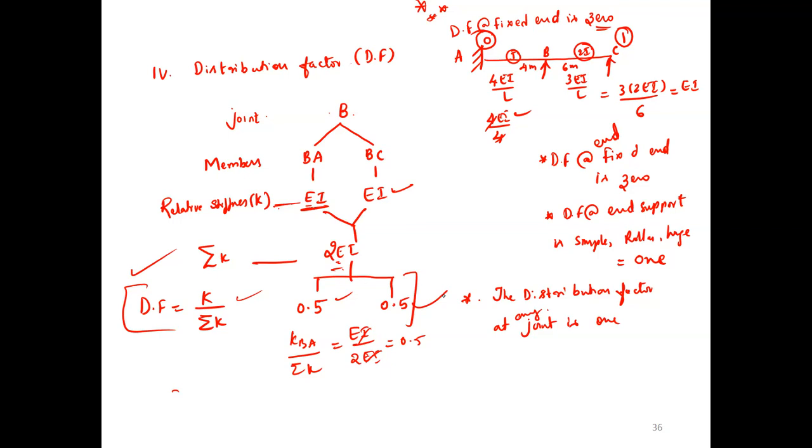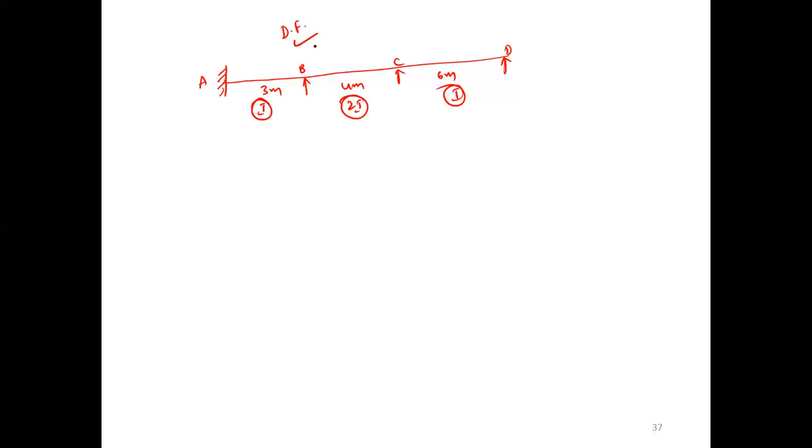Now I will give a few more questions. You just try to solve. Now you are getting the clarity. Lengths are 3 meter, 4 meter, 6 meter. I will give I, 2I, I. Now, what is the distribution factor for joint B? Compute D of B, and for C. What is the distribution factor at A?